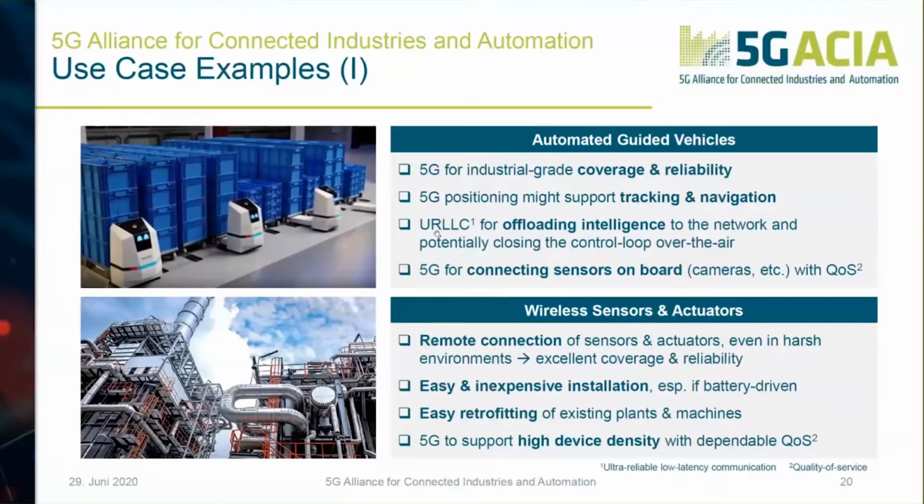Then this ultra-reliable low latency communication, URLLC, can be used for offloading intelligence from the HEV to the network, to a local edge cloud, for example, so that we offload, for instance, control functionality to the local cloud. And with this, we can keep the end devices, the HEVs themselves, simpler and cheaper, and then really close the control loops over the air.